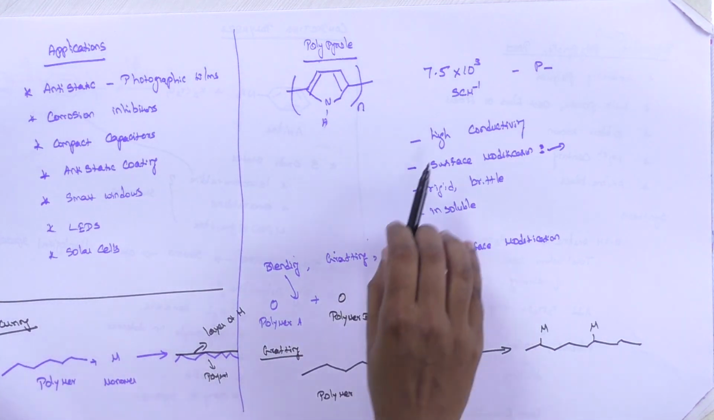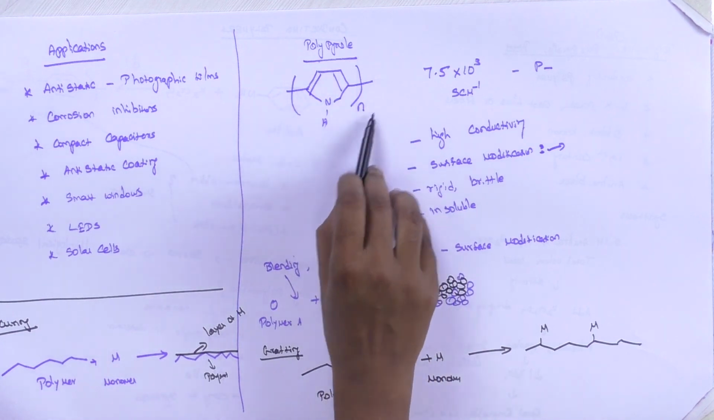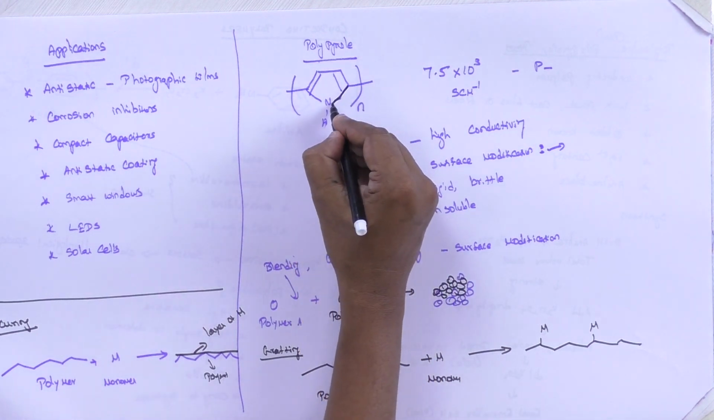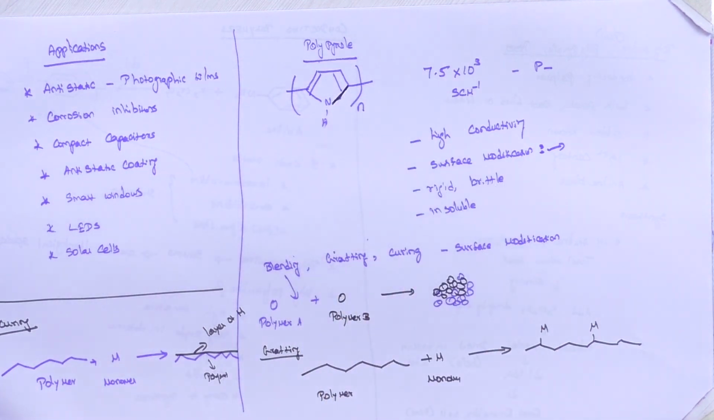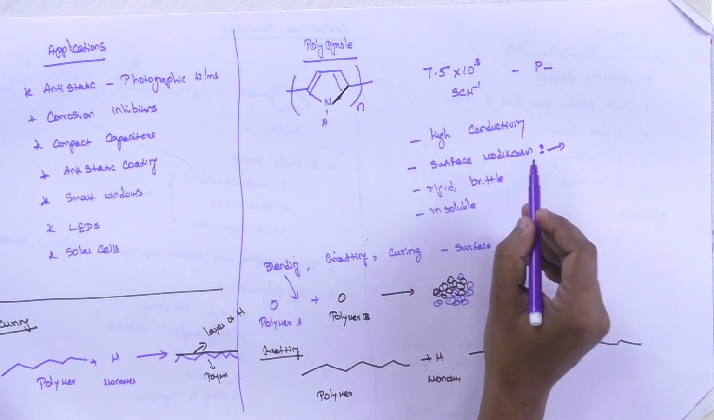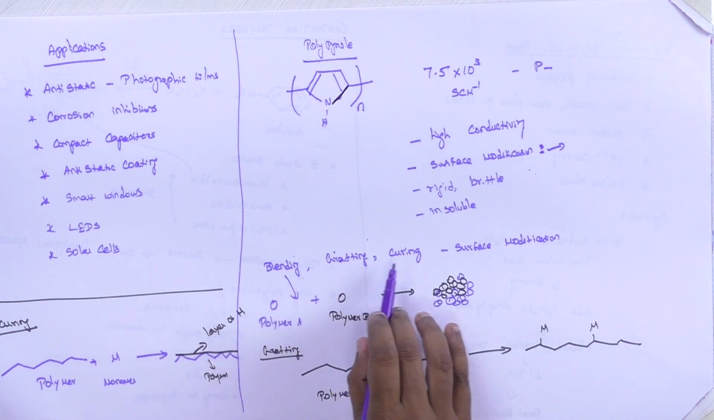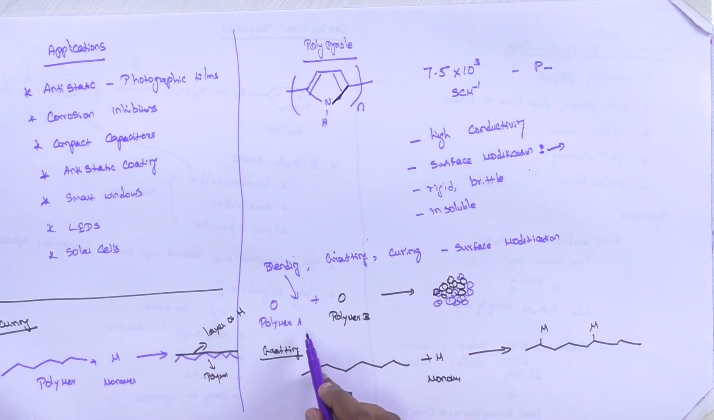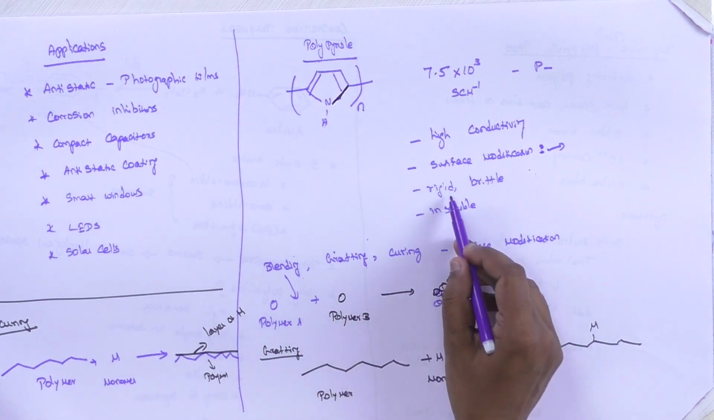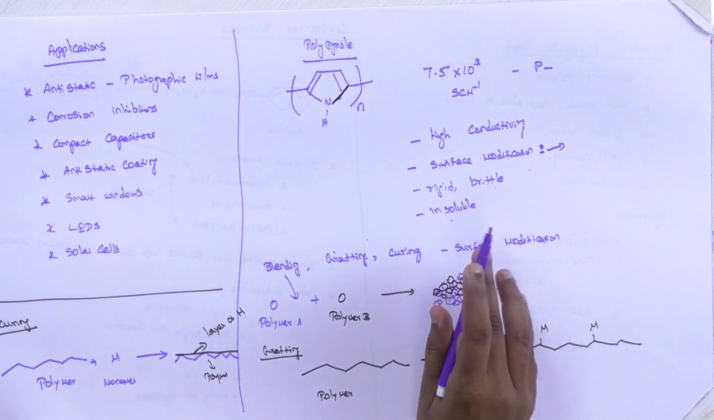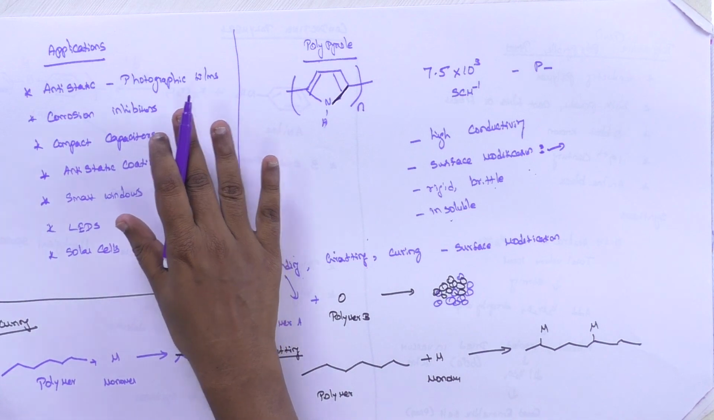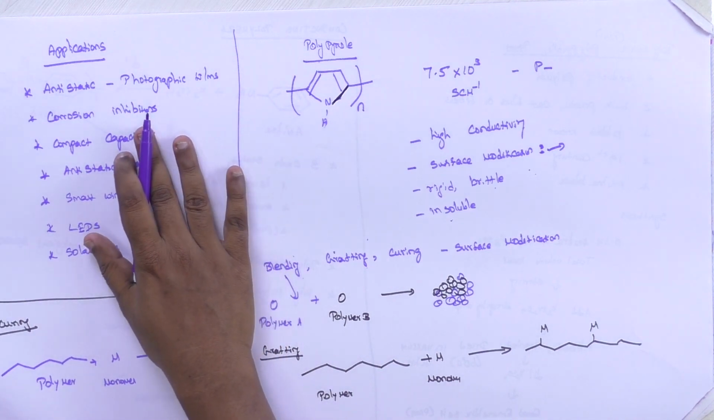So polypyrrole has this structure. It is a 5-membered ring and has very high conductivity. It can be prepared by surface modifications, by blending, curing or grafting like this. I have given you the structures showing how to do blending, curing and grafting. They are rigid, brittle and insoluble in nature. I have also given the applications of conducting polymers. Thank you for this session.